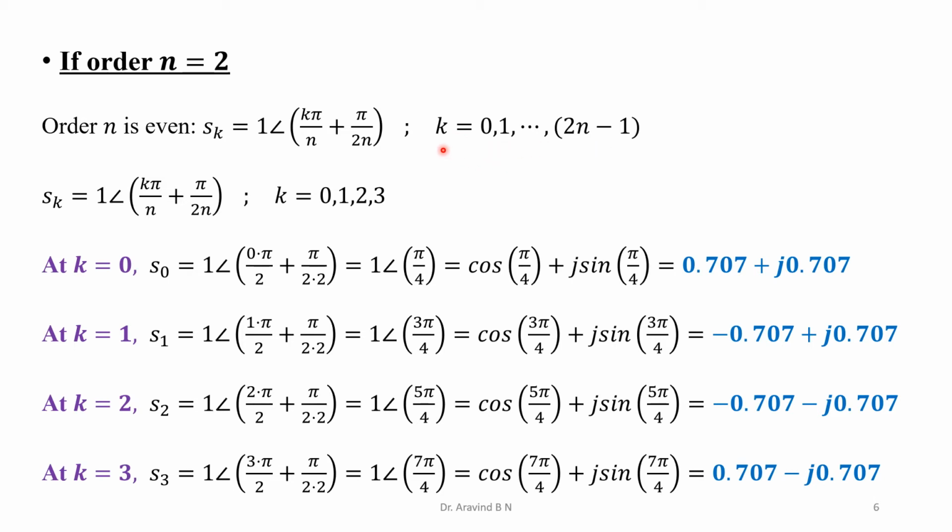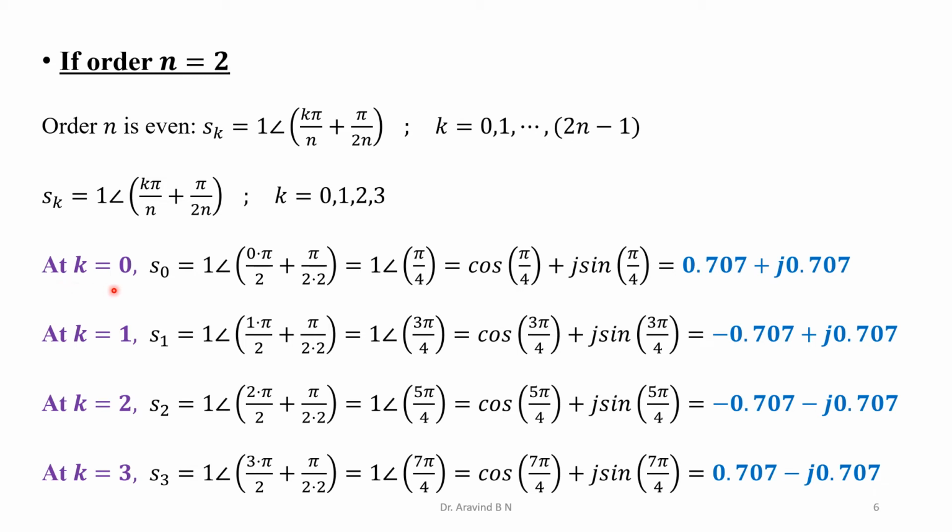First, identify the length of the sequence k, which are all the values k is going to have. By substituting n is equal to 2, we get 2 into 2, 4. 4 minus 1 is 3. Therefore, k will take the values 0, 1, 2 and 3. So that is being represented here.